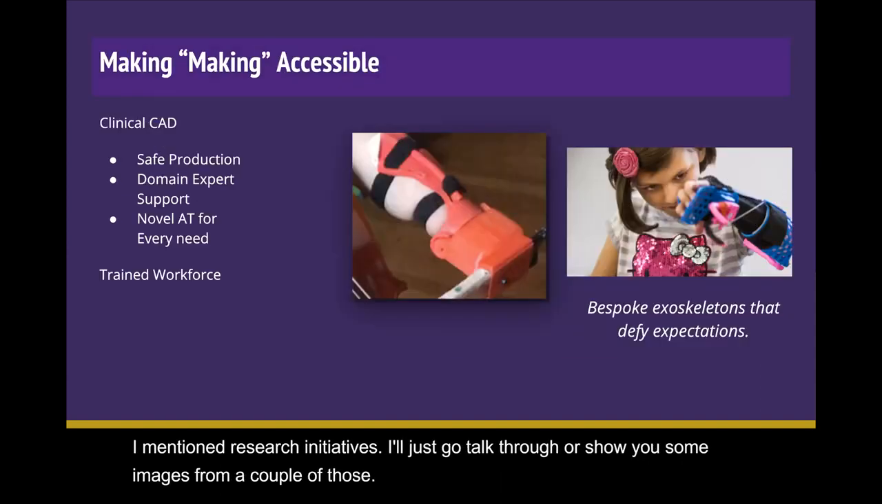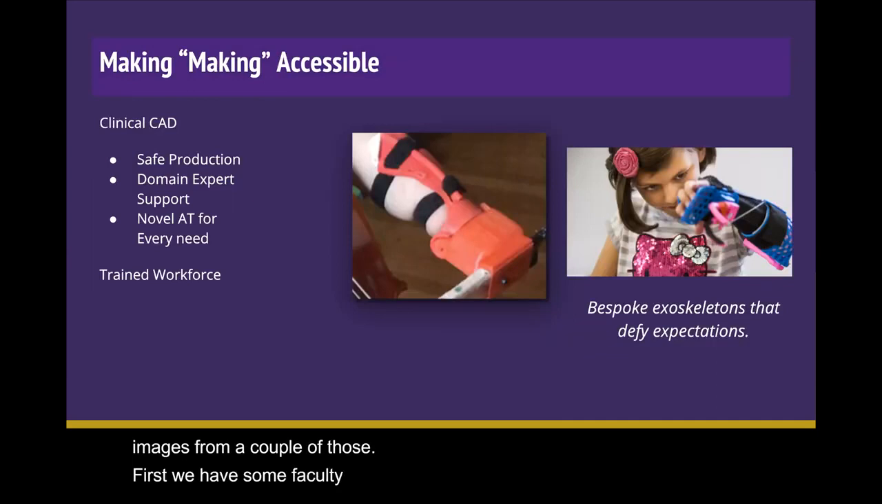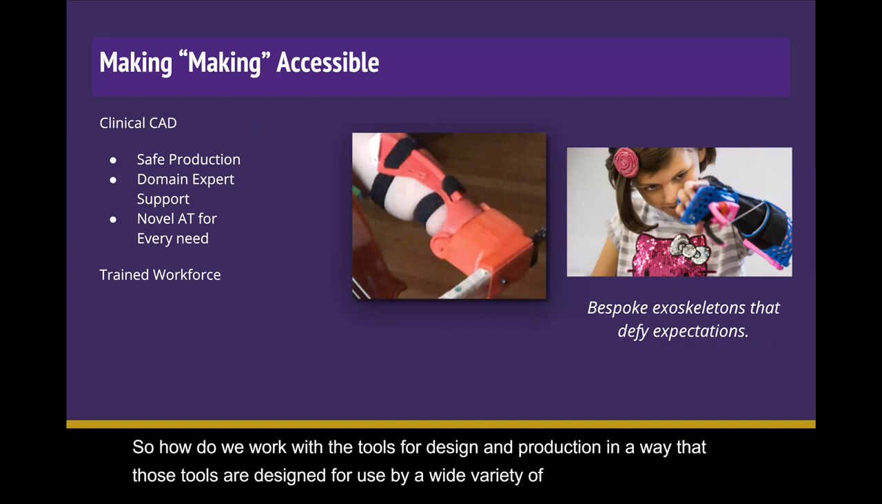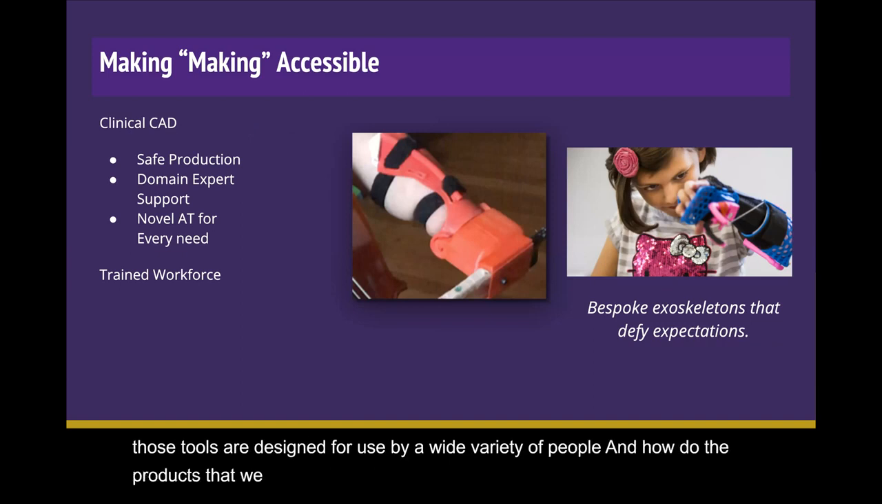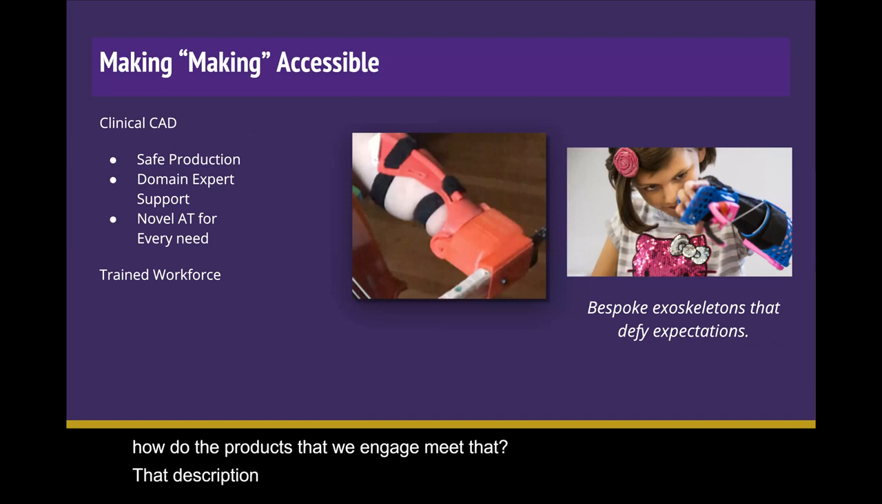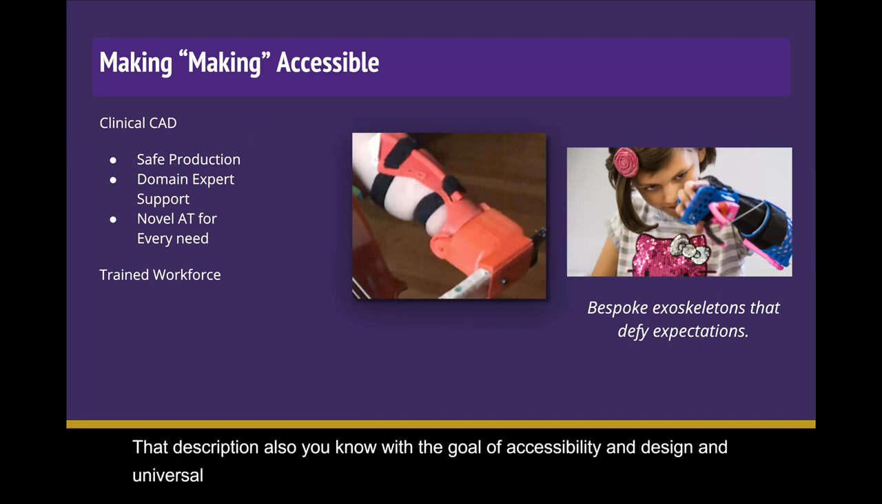First, we have some faculty in Create working on making accessible. So how do we work with the tools for design and production in a way that those tools are designed for use by a wide variety of people, and how do the products that we engage meet that description also, with the goal of accessibility and universal design getting out into the workforce as people are trained up in it.